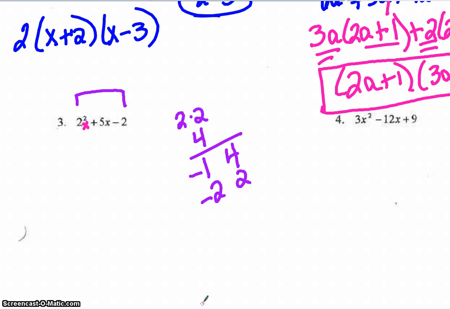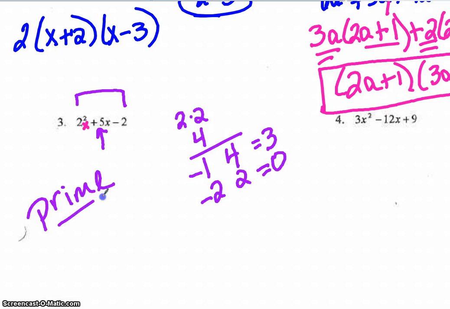I need the factors that equal 5. Negative 1 and 4 equals 3. Negative 2 and 2 equals 0. When there is nothing that works, nothing that adds up to the number with x, it is prime. You're not going to have a lot of those, so don't go writing prime real often. You won't have very many, but it does sometimes happen when none of the factors add up to the right thing. And you're done.